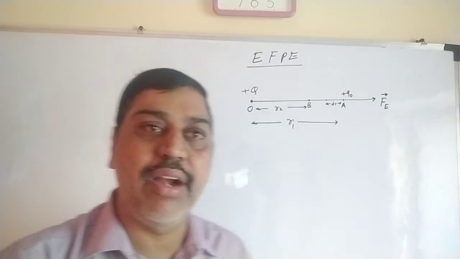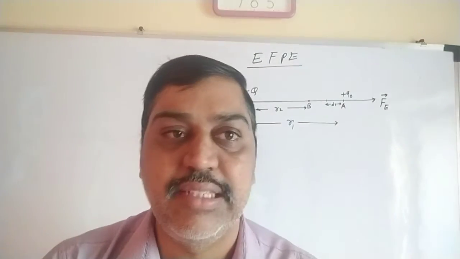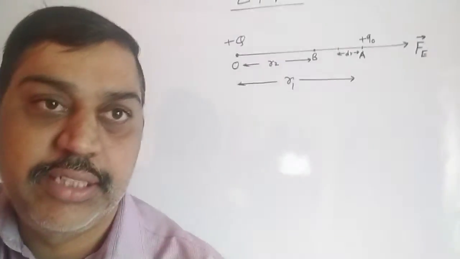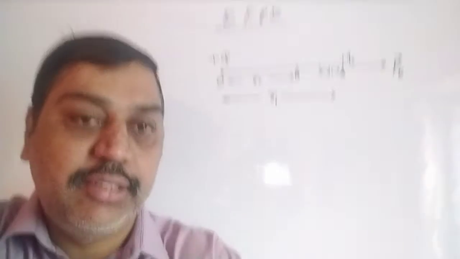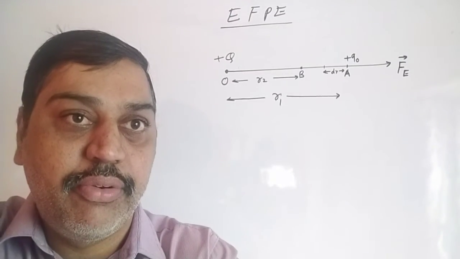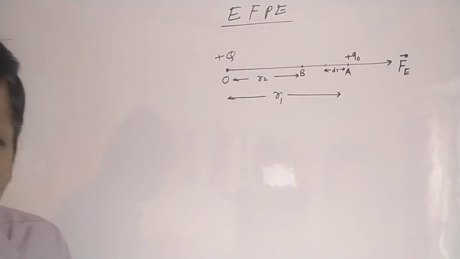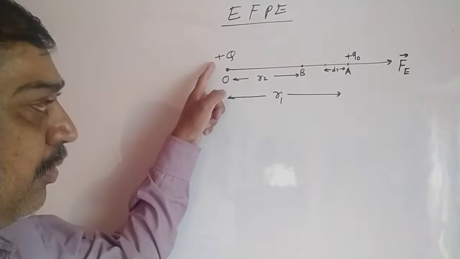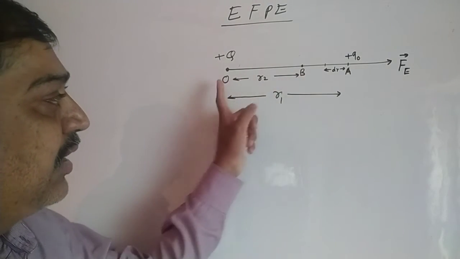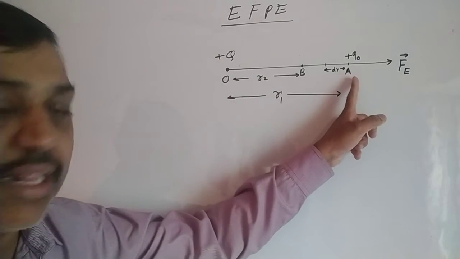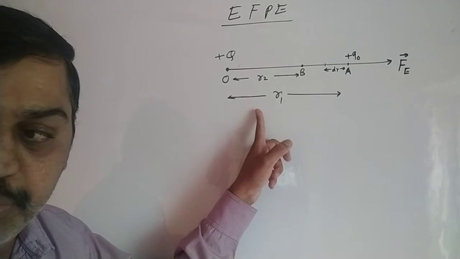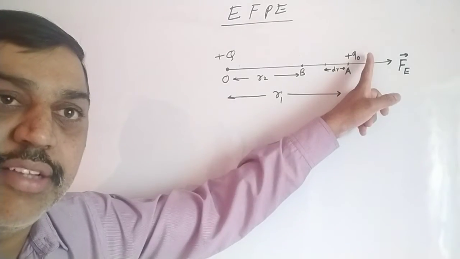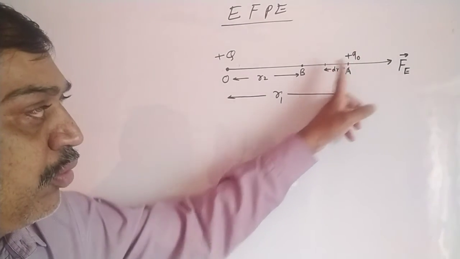In this diagram, let us consider two points. I will move the mobile a little bit forward so that you can see the diagram clearly. So let us start with electric field, expression for potential energy. Let us consider point O where we have kept charge plus Q. Let us consider another point B at a distance of R2 from O, and another point A at a distance of R1 from O, where at point A we have kept charge plus Q0.